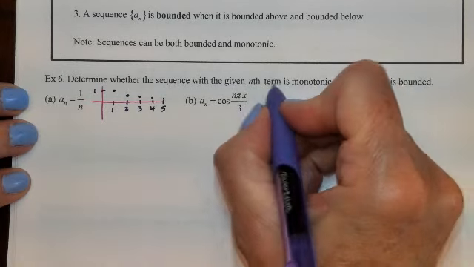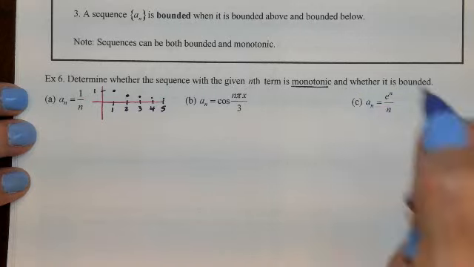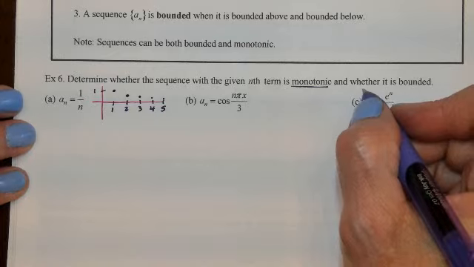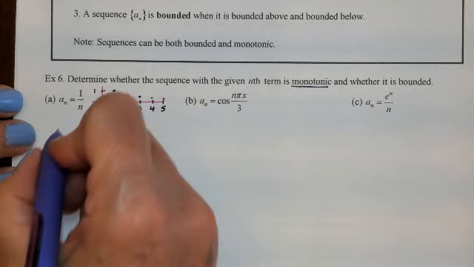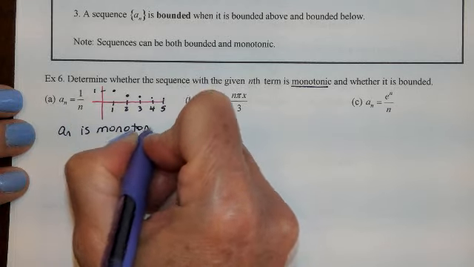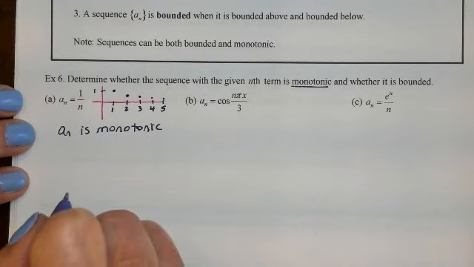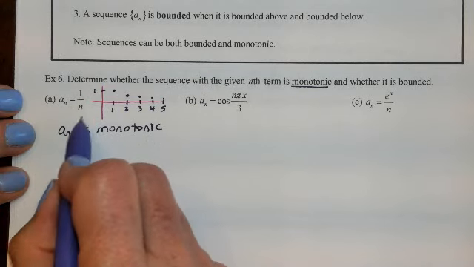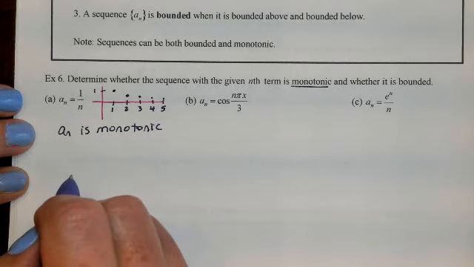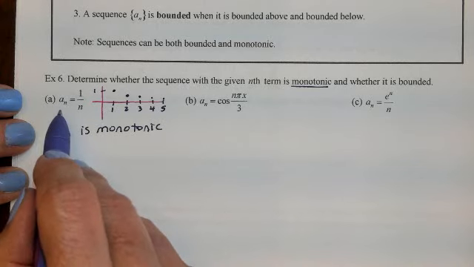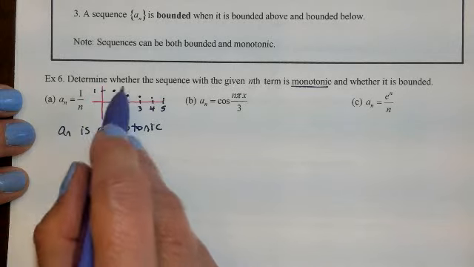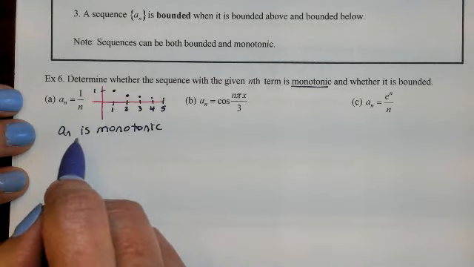So, is this sequence monotonic? Is this sequence always increasing or always decreasing? Well, this sequence is always decreasing. We can see that, right? So we can say that the sequence is monotonic since it's always decreasing. We could take the derivative and see that the derivative is negative. The derivative of this would be negative 1 over n squared, which means it's always negative, isn't it? So this will be always decreasing. So a sub n is monotonic.